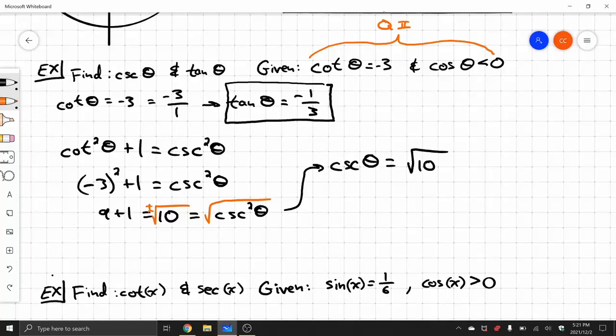Because my cosecant is the reciprocal of my sine. And in quadrant 2, we have a positive sine, right? We have positive y values. So I'm going to take the plus of this plus or minus and just say that is equal to positive square root of 10. Okay, so that would be my solution there.